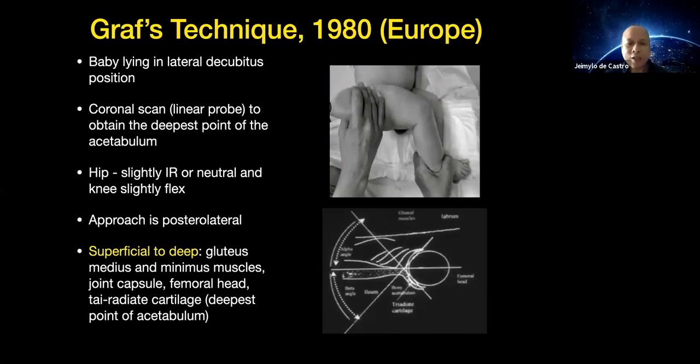Approach is posterolateral. So since you are looking at the deepest portion, then you can see other muscles. You can see the gluteus medius, you can see the minimus, the joint capsule, the femoral head, and then of course the triradiate ligament, which is really the deepest point of the acetabulum, okay? And that is where it actually intersects, and it also shows in the drawing there, just below the ilium, or the promontory, okay, that is the triradiate cartilage or the ligament.